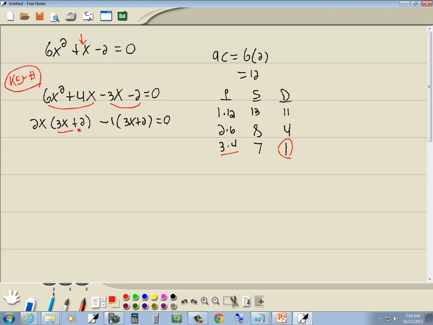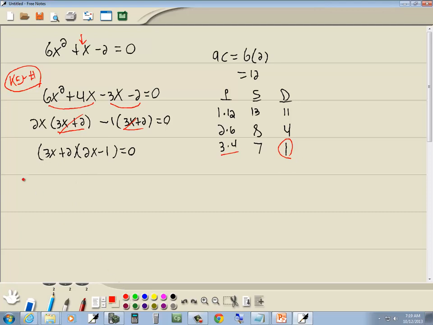Remember, our goal with key number with grouping is to get this parentheses same as this, which they are. So I'll factor out a 3x plus 2. Now to see what goes in your second set of parentheses, you can cross out these 3x plus 2's. Now what isn't crossed out is what goes right here, which would be 2x minus 1.